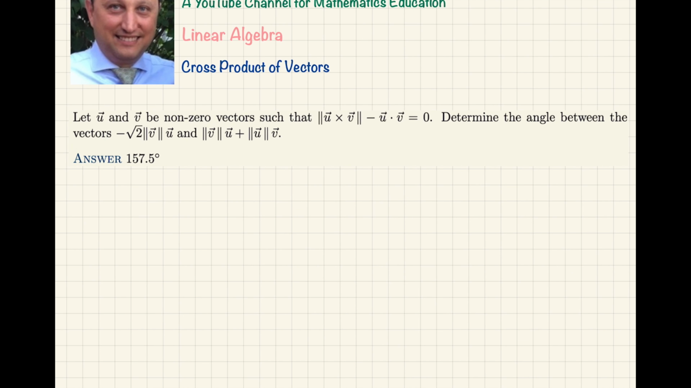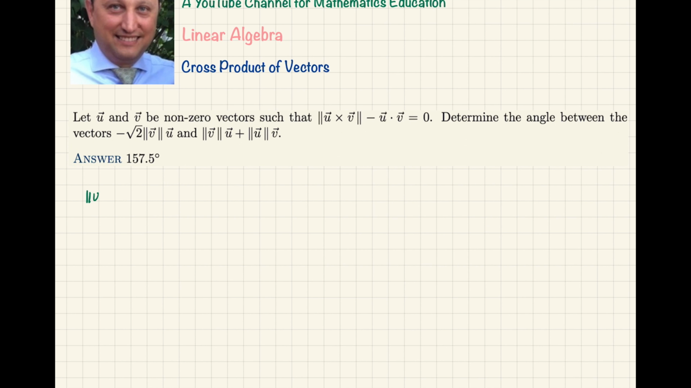So I will use this piece of information to get some information about the angle between vectors u and v, and then using that and the argument that I am going to discuss, I can find the angle between these two vectors. Okay, so how should I do that?